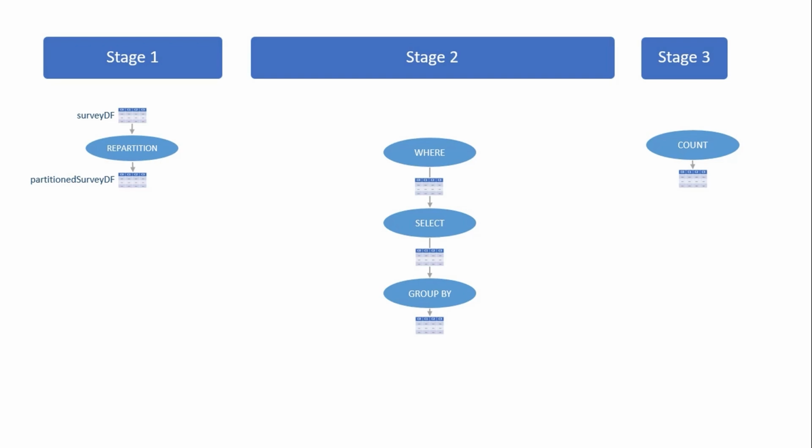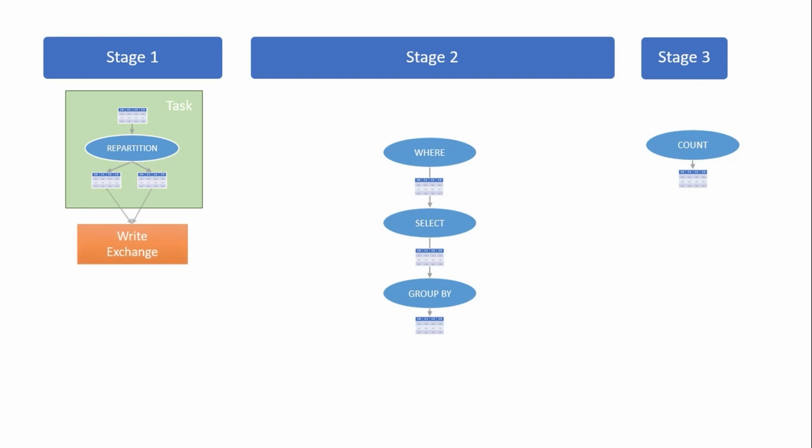How many partitions do I have in the survey df? Let's assume I have a single partition. How many partitions do I have in the partitioned survey df? 2 partitions. Why? Because I wrote my code to repartition it and create 2 partitions, right? So it should look like this, isn't it? Great. So this entire thing of stage 1 becomes a task. And the final output of the stage must be stored in an exchange buffer. Let's call it write exchange.